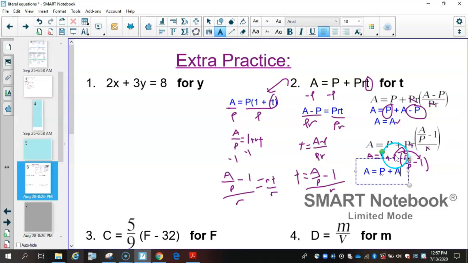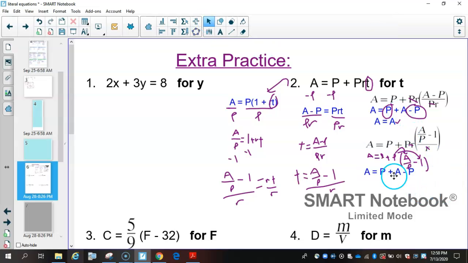And then when I multiply this P times -1, I get negative P. So even though it looks very different, we end up with the same thing we ended up with up here, so we're going to end up with the same answer.